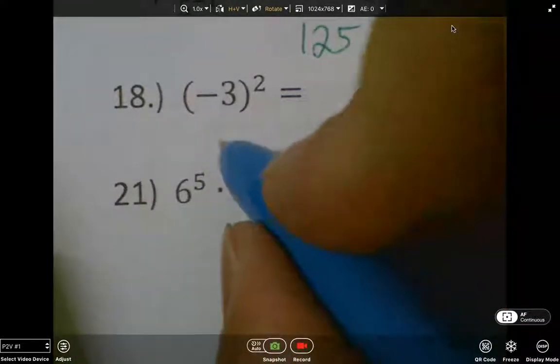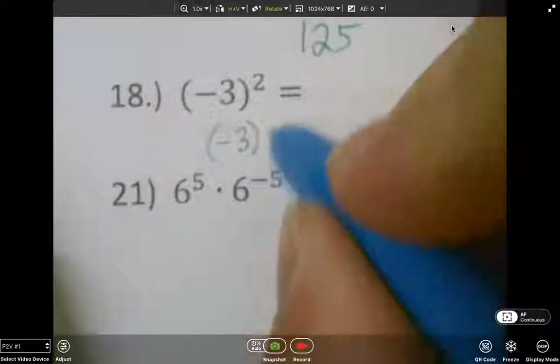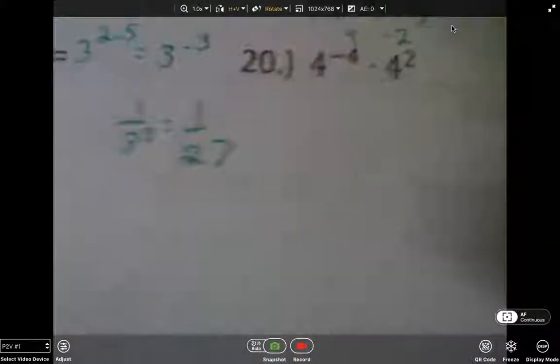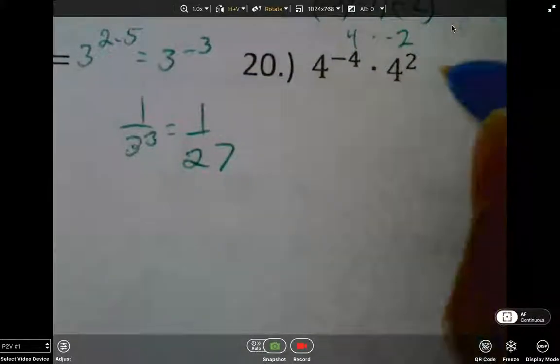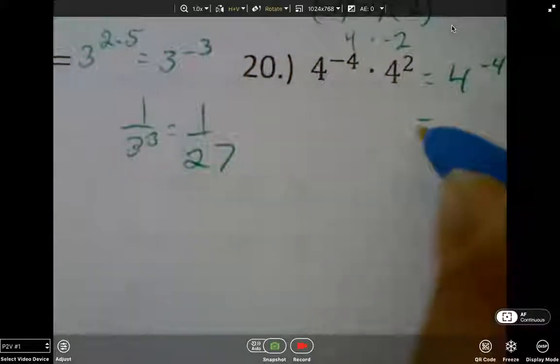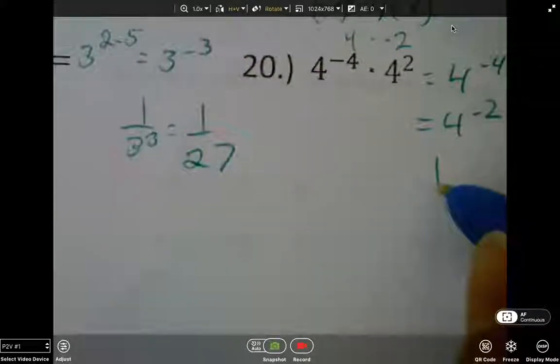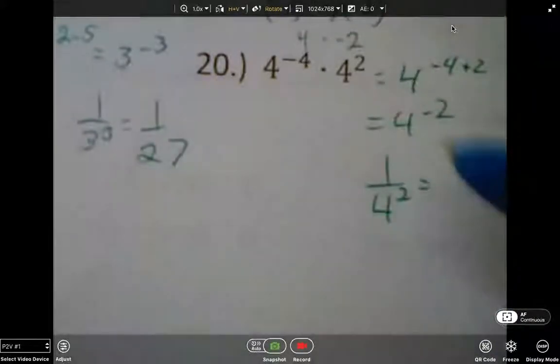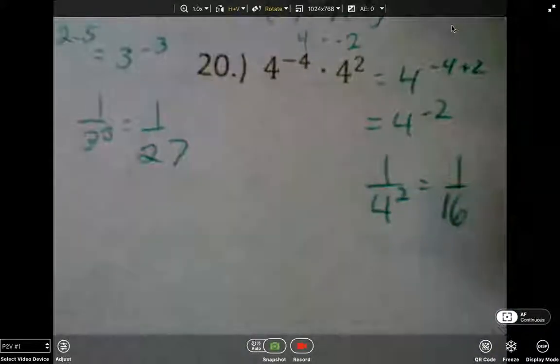For number 17 on the quiz, here, negative is inside parentheses, so it's part of the entire problem, and that's +9. Number 20, same base. The product rule says you add. So -4 plus 2 is 4 to the -2, which is 1 over 4 to the 2, which is 1 over 4 times 4, which is 16.